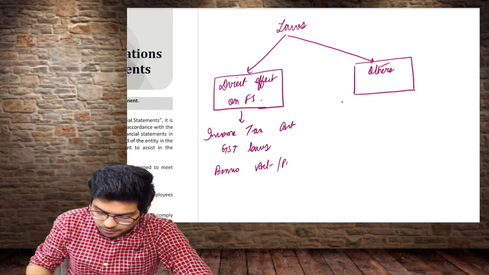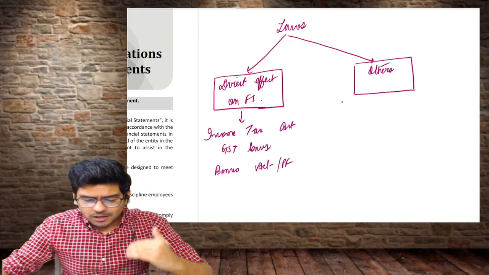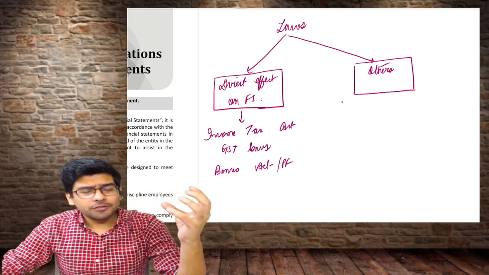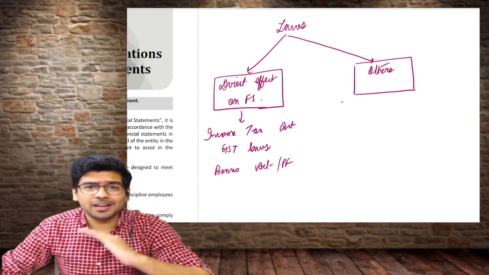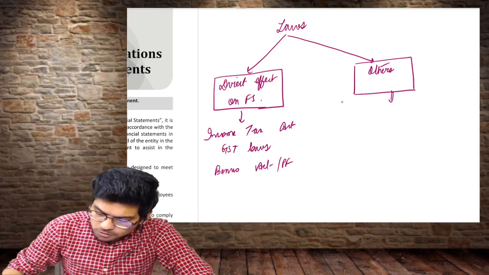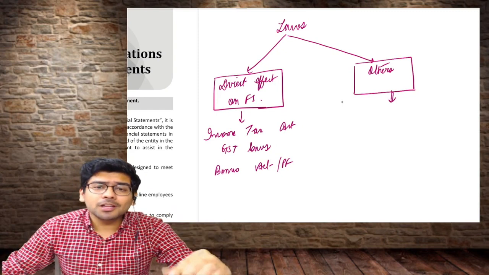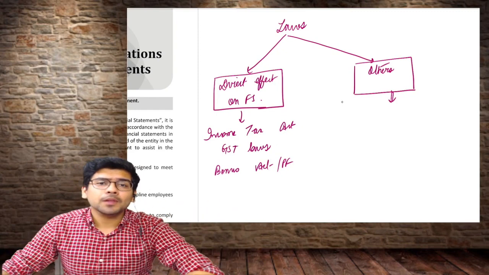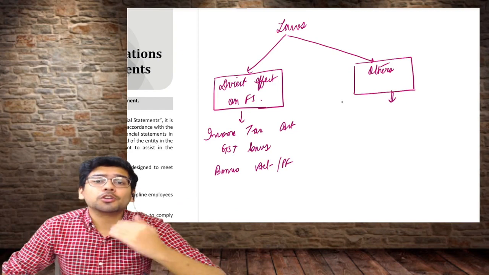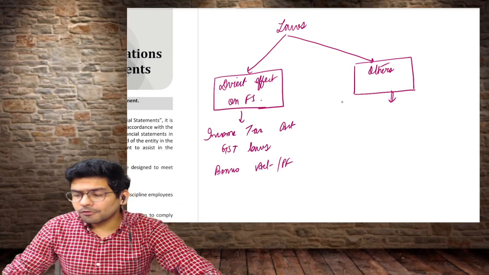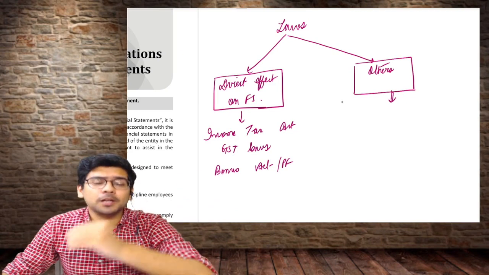Okay, let's say the PF Act. So all these laws are the laws wherein the financial statements are affected directly. But there are some other laws also which do not affect the financial statements directly. Let's say the laws which are essential for the operations of the business. If you want to do this particular business, you have to obtain a license.